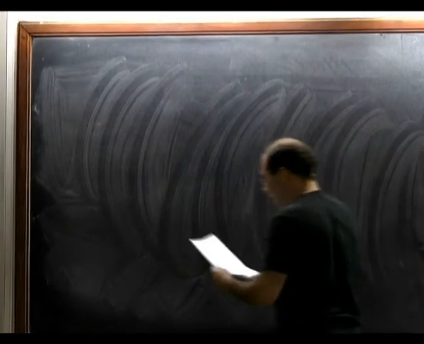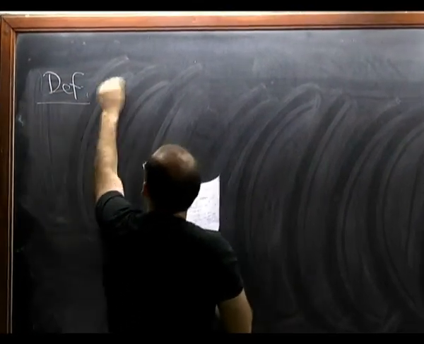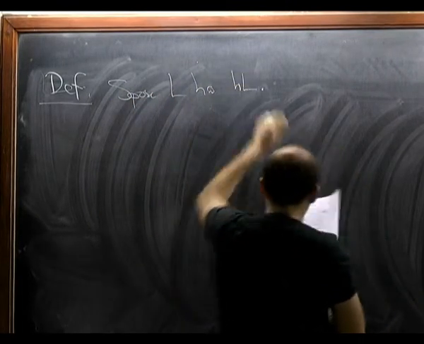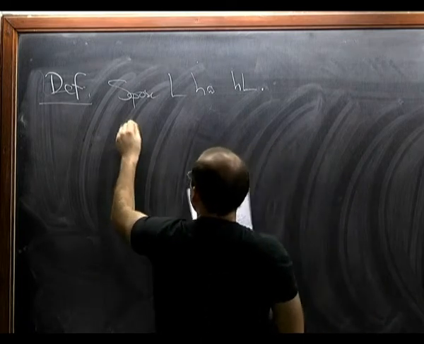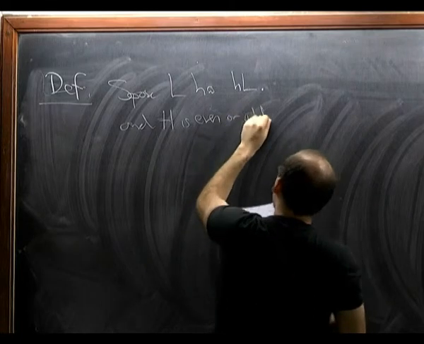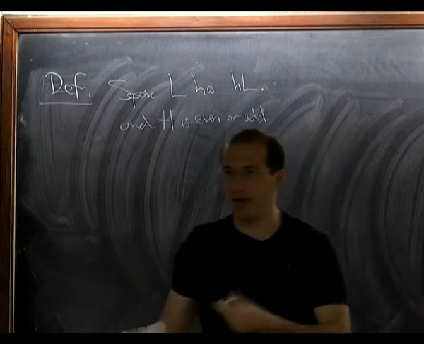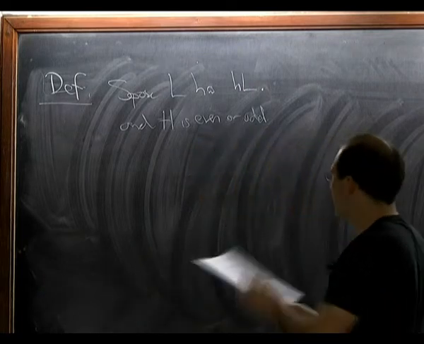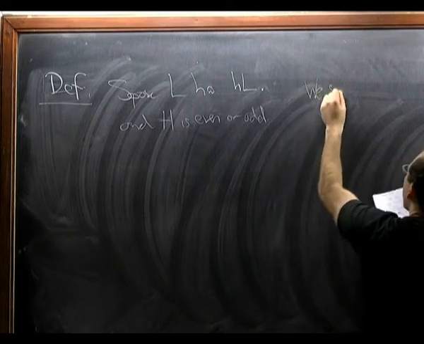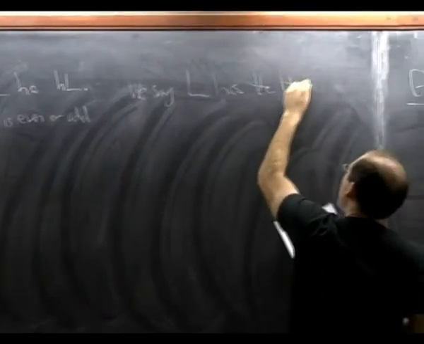So here's the weird definition, but the great one. Suppose that L has H, and H is even or odd. In other words, all the degrees are even or all the degrees are odd. So obviously the even part and the odd part never deal with each other, so let's just stick to one of them. We say L has the Hodge-Riemann bilinear relations.